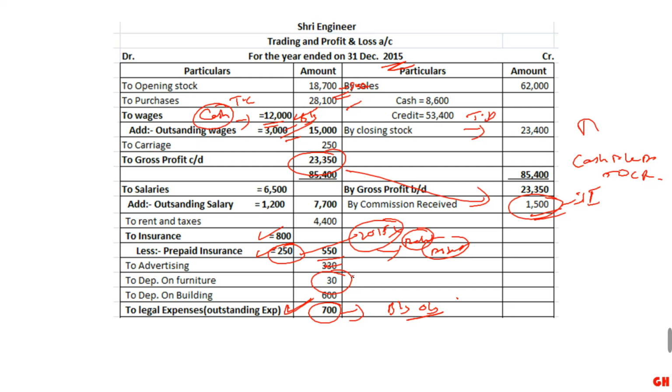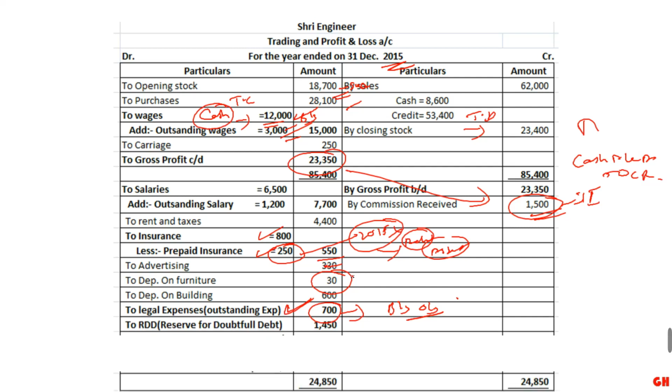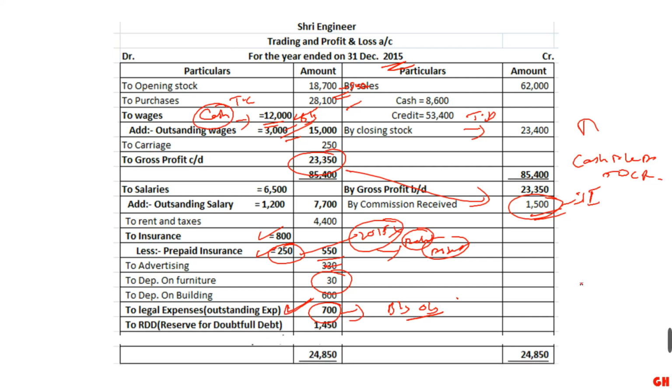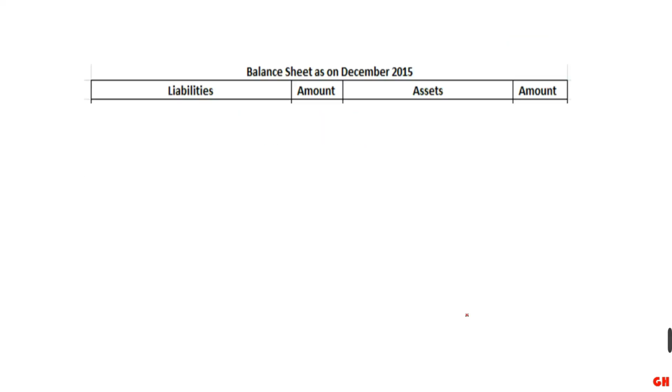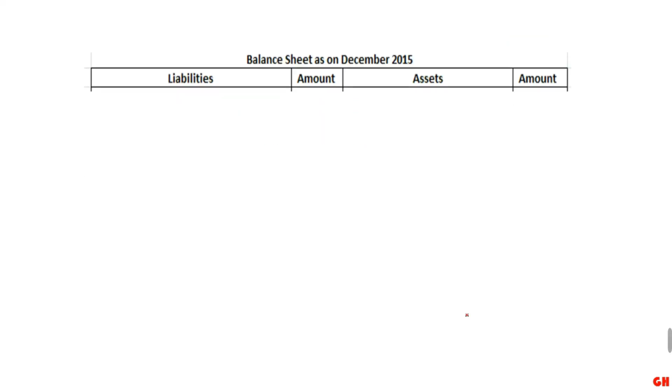So let us show in the profit and loss account the expense related to RDD, reserve for doubtful debts. On your heavier side, this is your heavier side 24,850, and your profit is 9,090. That has to be added to the capital balance. The capital balance we have already got from the statement of affairs. So let us start with the solution of preparation of the balance sheet as on 31st December 2015.